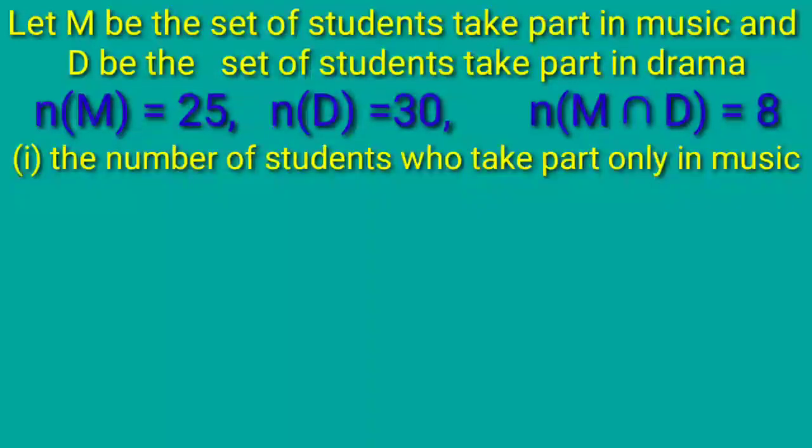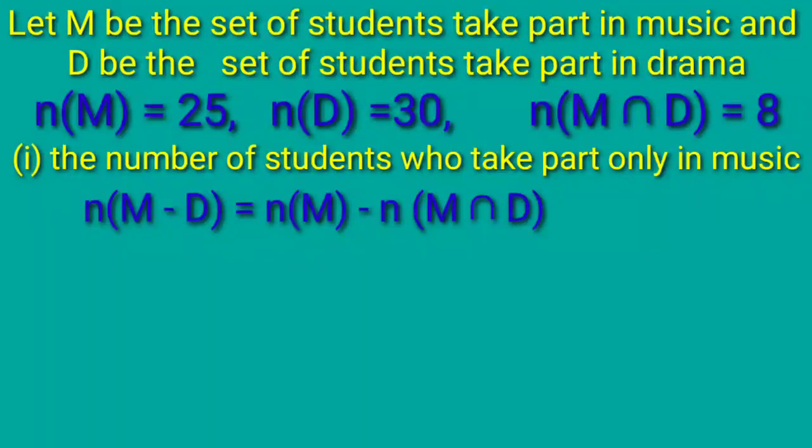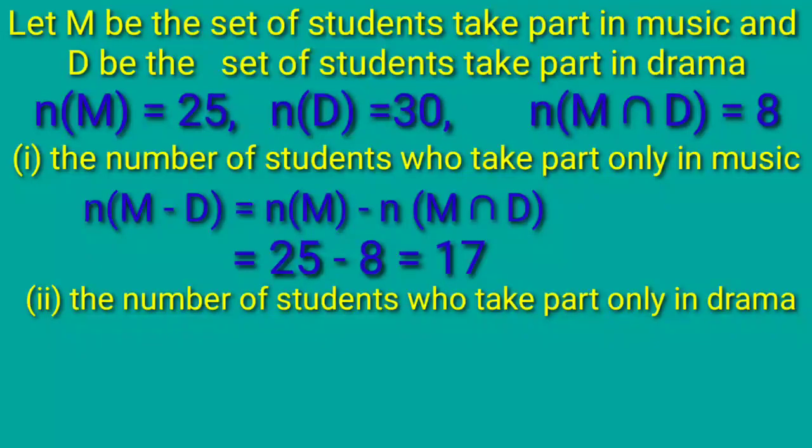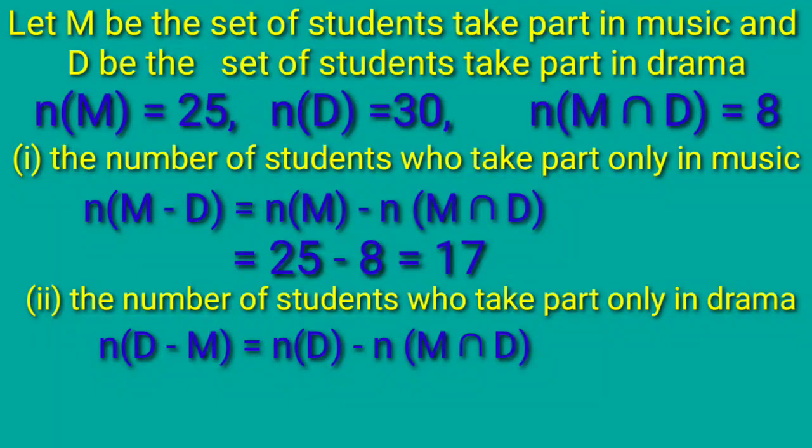First, I am going to find the number of students who take part only in music. For that, the formula is n(M minus D) is equal to n(M) minus n(M intersection D). If we substitute those values, 25 minus 8 gives 17. Second, we are going to find the number of students who take part only in drama. Further, the formula is n(D minus M) is equal to n(D) minus n(M intersection D). If we substitute those values, 30 minus 8 gives 22.